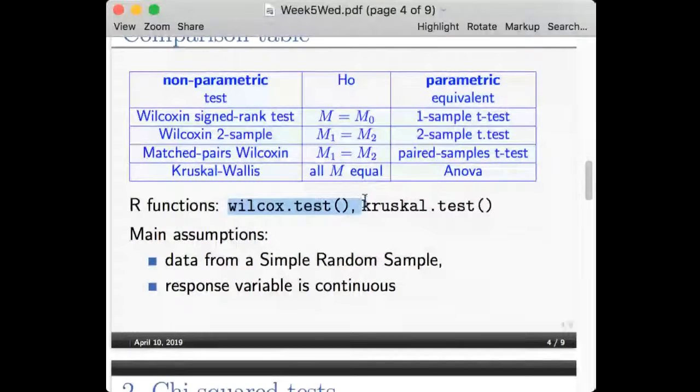The R functions are wilcox.test and kruskal.test, so they're easy to remember. Main assumptions are data from a simple random sample and a response variable that's continuous. Actually, I don't quite agree with that second one because they can be used with ordinal data. So I might fix up that slide, but I think that's what the notes say, and it's not quite correct to say that.